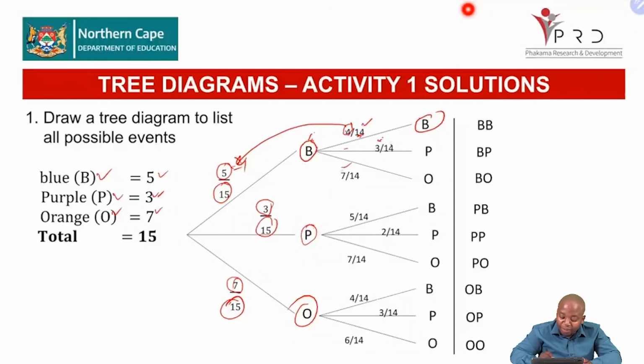The purple will now remain, and the orange, as I pick the what? The blue one in the first event. If I choose the blue one in the first event, then the total will change to 14 and 14 because it is without replacement. Now on the second event, if I choose the purple one first, let's see what happens.